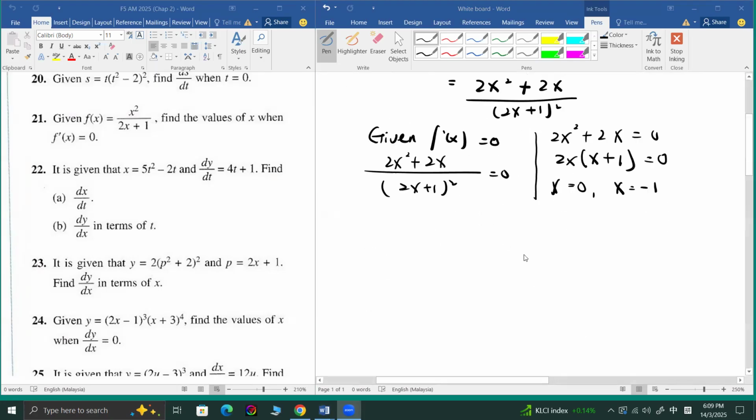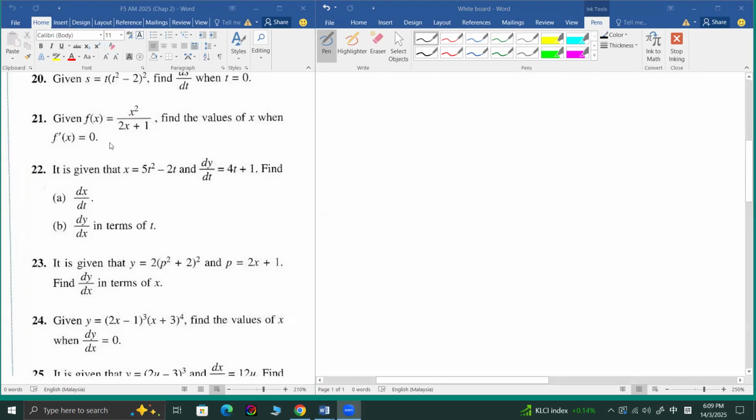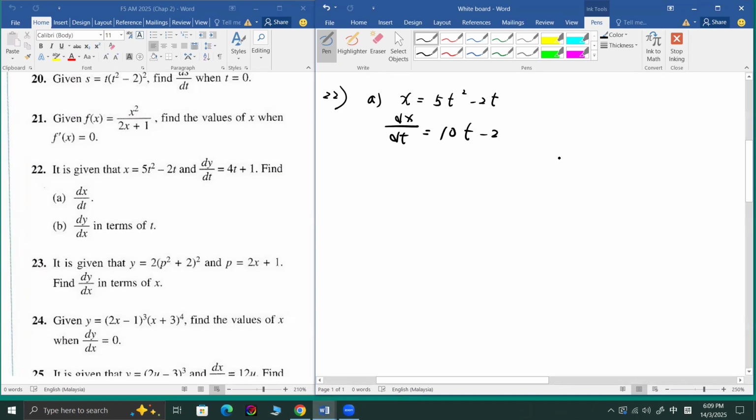Question 22. See what is the difference? That x and t. You're asked to find dx/dt. After that, you are given dy/dt and asked to find dy/dx. What is the relation? Listen to me again. Actually, it's not hard. First part: if you are given x in terms of t, you can differentiate to get dx/dt. Just a normal differentiation, okay?